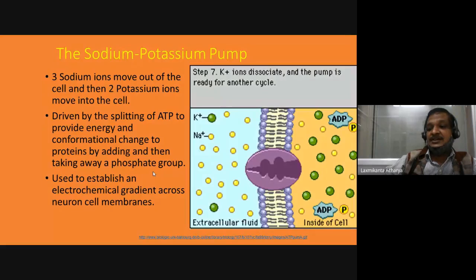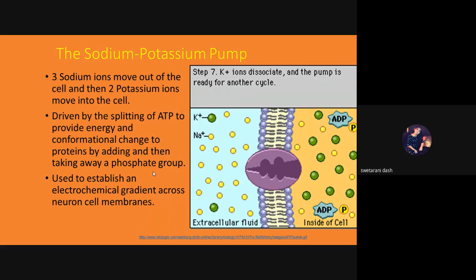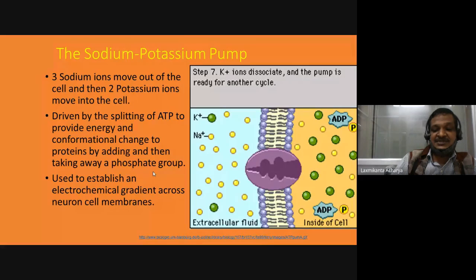And when you remove one phosphate group, what is the enzyme? What is the enzyme? Phosphatase. Very good. Phosphatase.